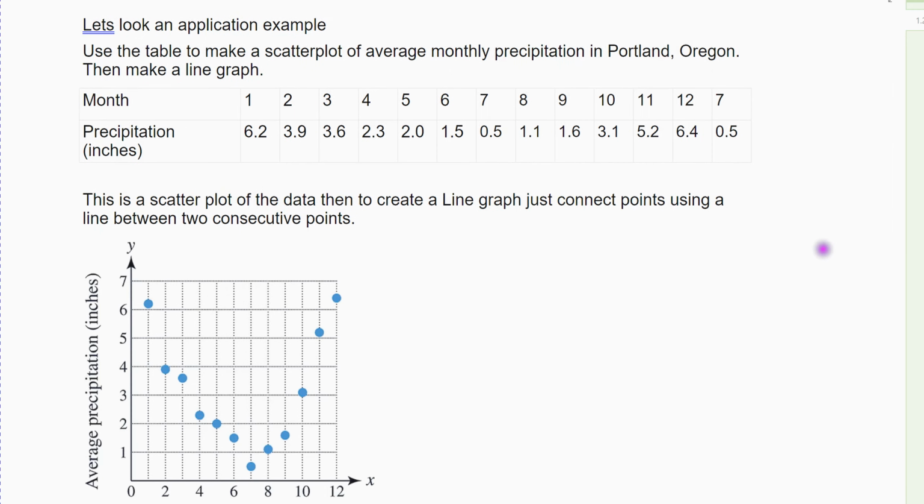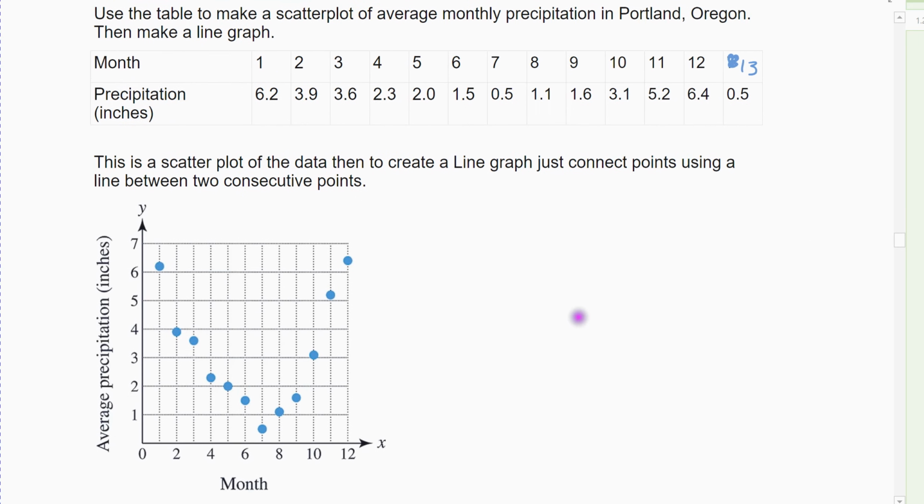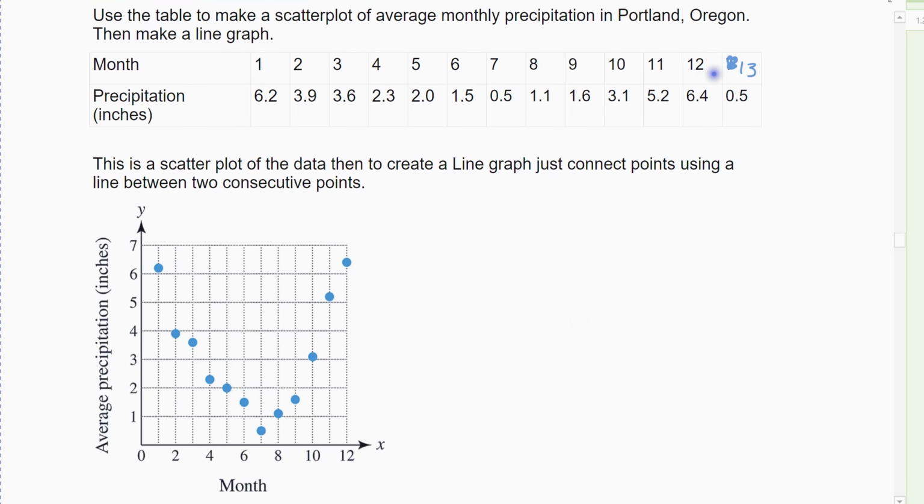For some reason the 7 should have been a 13, I typed it out wrong. That should be a 13, so make sure you change that to day 13, not day 7, because we already have a day 7. Just make that correction in your notes. That was just me mistyping something. So there's my scatter plot over 13 days. Not days, months. This is the 13 months. So this would be my x values.